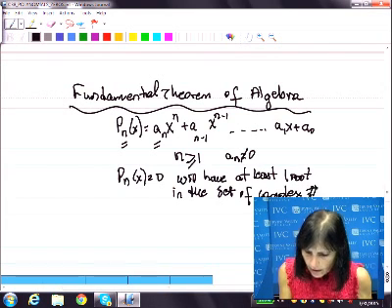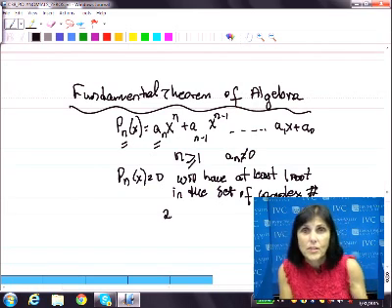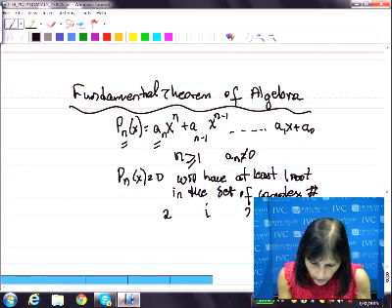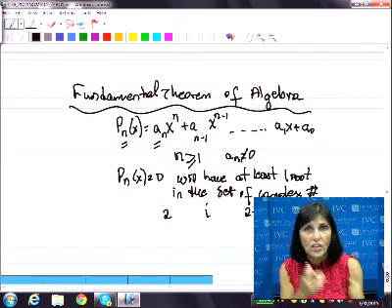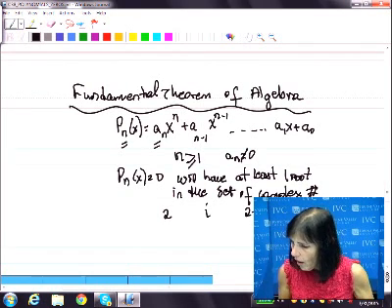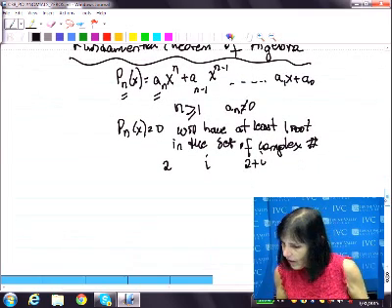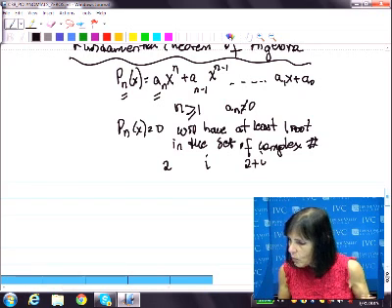Let's actually define what a complex number is. 2 is a complex number because it has a real part. i is a complex number. It has an imaginary part. 2 plus i also is a complex number. It has a real and an imaginary part. Okay? Let's think about that. The fundamental theorem says it's going to have at least one root in the set of complex numbers.